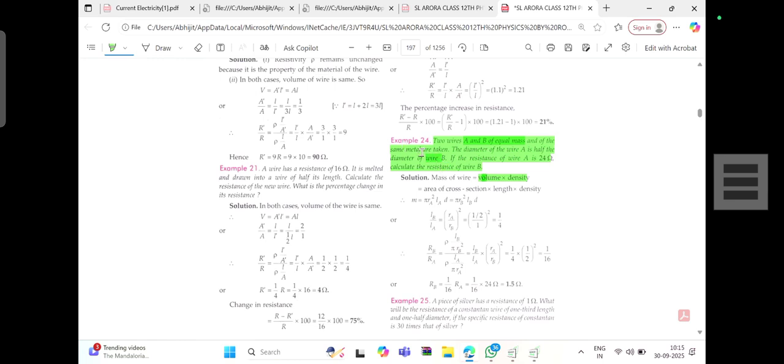Here it is given that the same material, the same metal, is taken, which means the density is constant. So m is equal to pi r square L into D, where pi r square h is the volume of the material, and D is the density of the material.